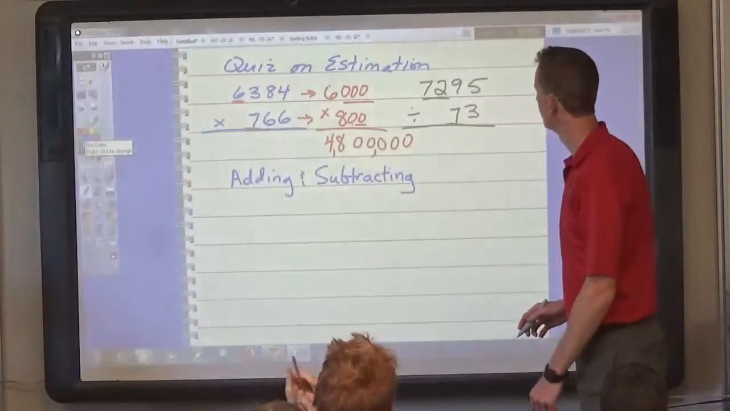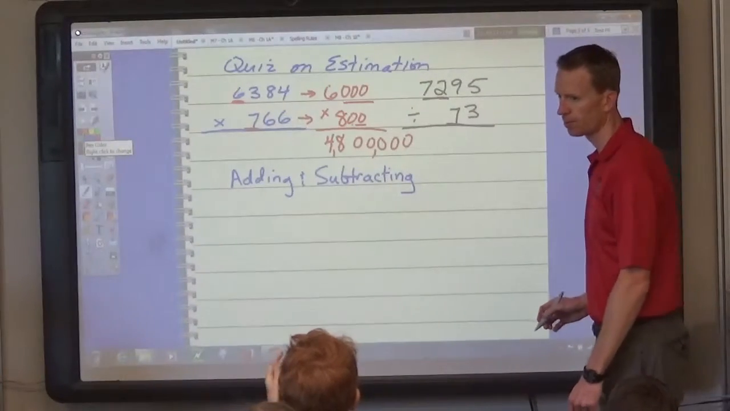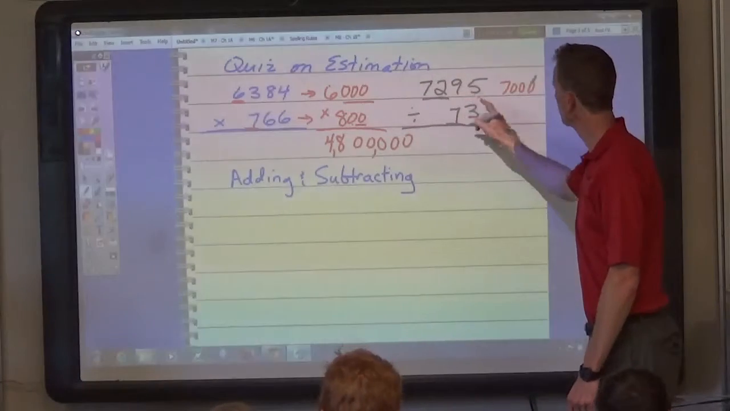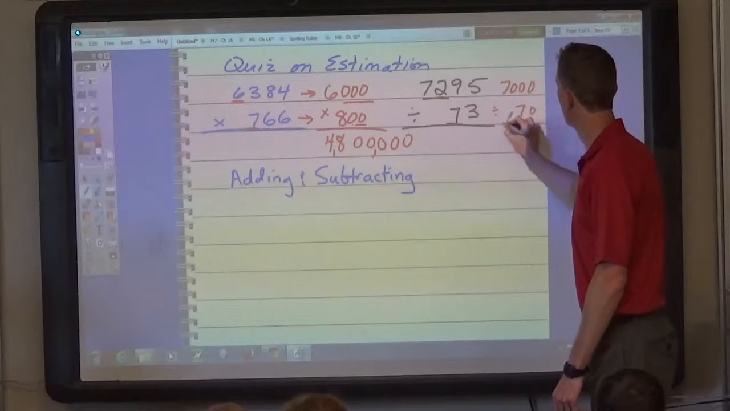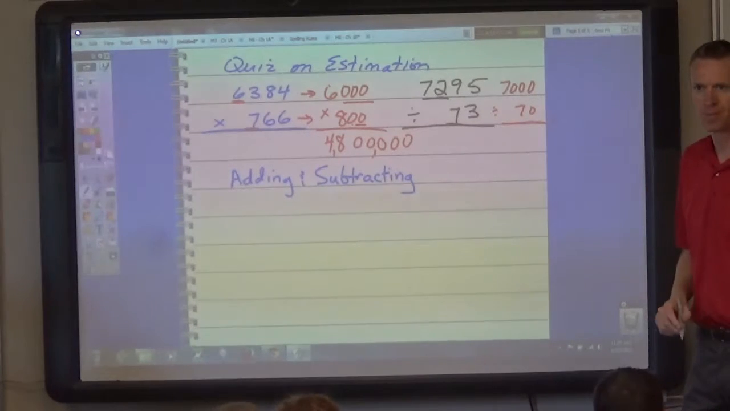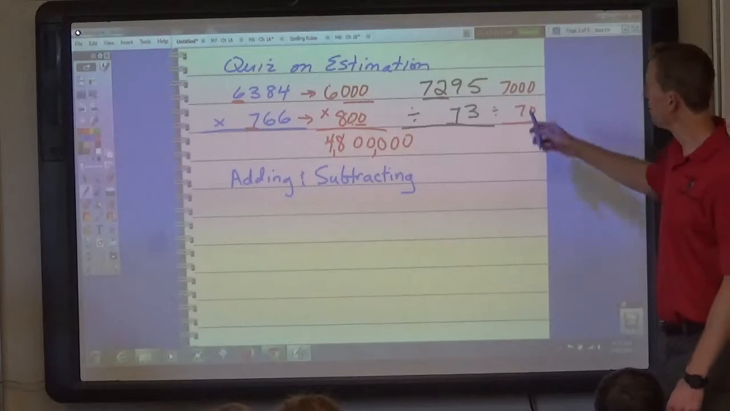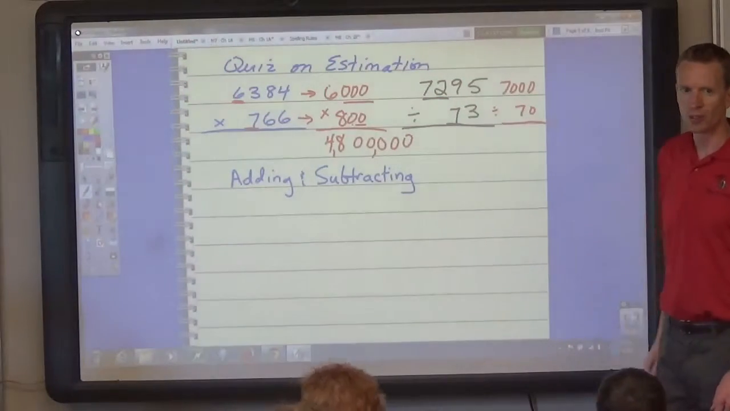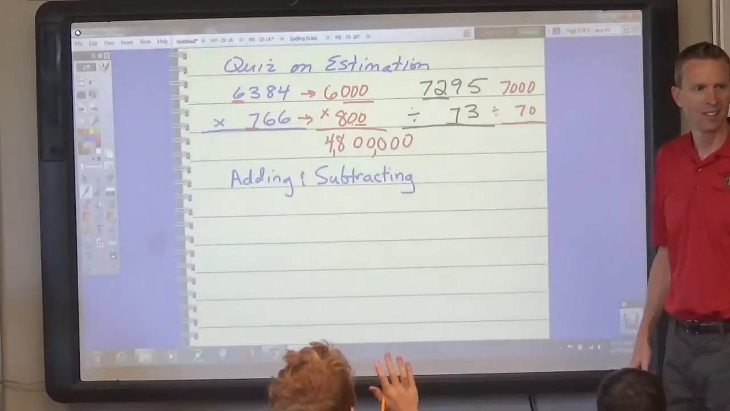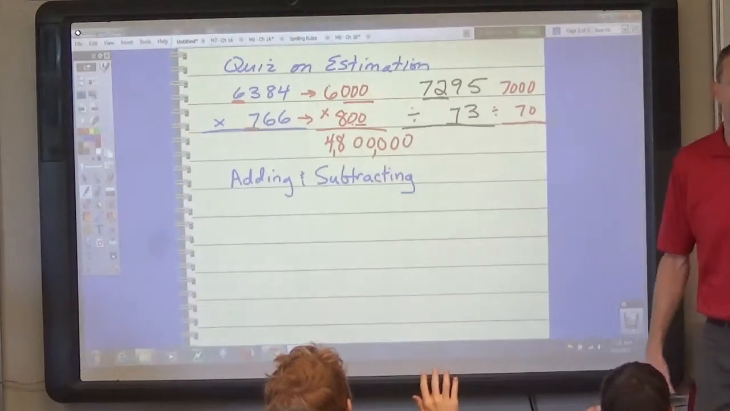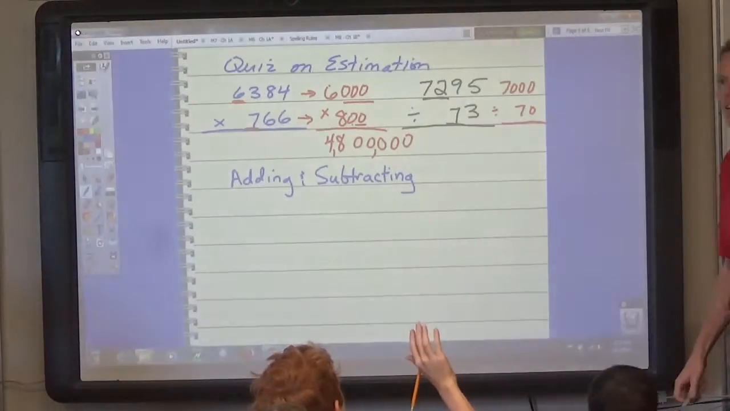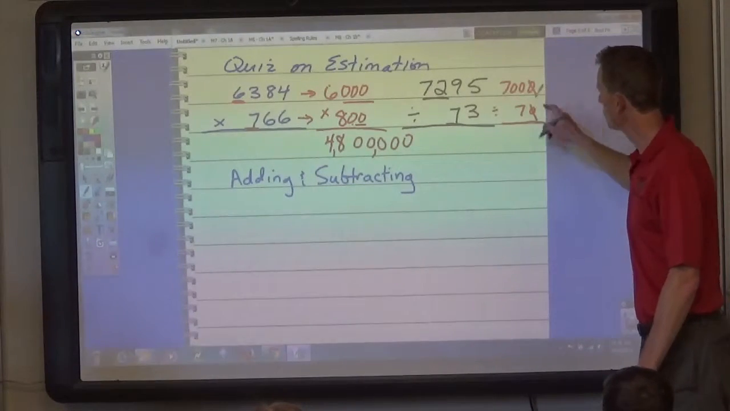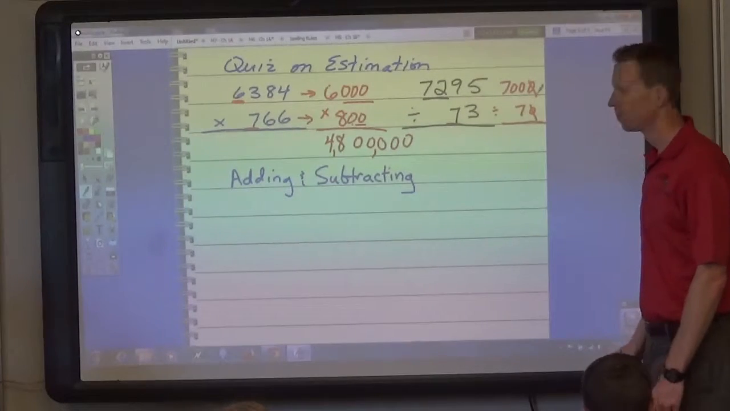Ethan? Well, we'll do like 7,000 divided by 70. Good. We can do 7,000 divided by 70. Yep. Now, if we do 7,000 divided by 70, what do we do with the zeros? Alex? Cross as many zeros off as you can for each number, and then however many you have left, that goes in the answer.